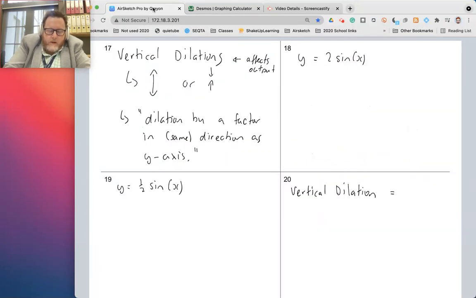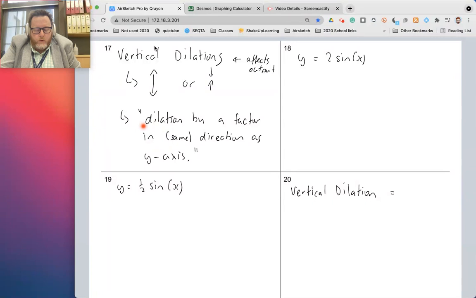Next one is dilations, and I'm going to split dilations into two. We're going to talk about vertical dilations and horizontal dilations. So let's have a look at them first. You can see I've got some examples here to draw, but just to remind you that a vertical dilation means it's either stretched this way or shrunk this way. And I'm just trying to use language which is a little bit more in line with how your information sheet says it for Maths Methods.